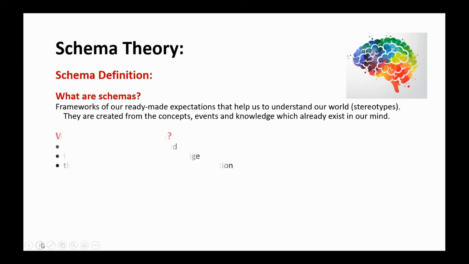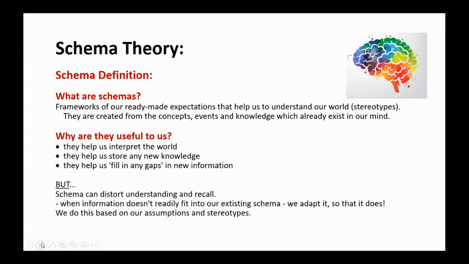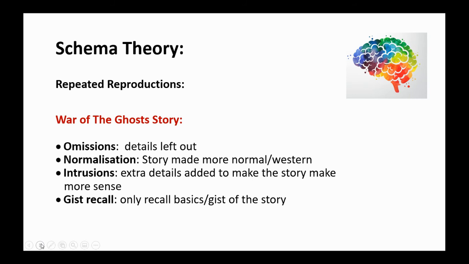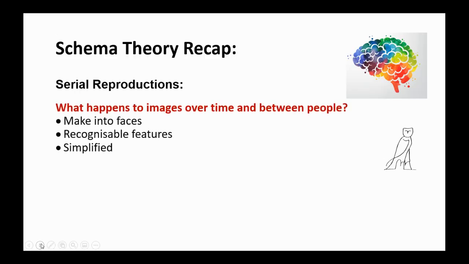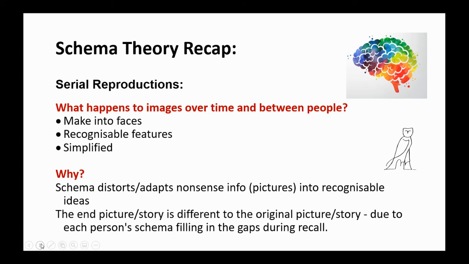So remember, schemas are frameworks, expectations that help us understand the world. They help us interpret information and fill any gaps in our knowledge, but they can distort our recall because they are based on assumptions and stereotypes. You can see schema theory in action through the War of the Ghosts story from the cognitive approach. And what can happen over time is that it will alter the information that we can recall.